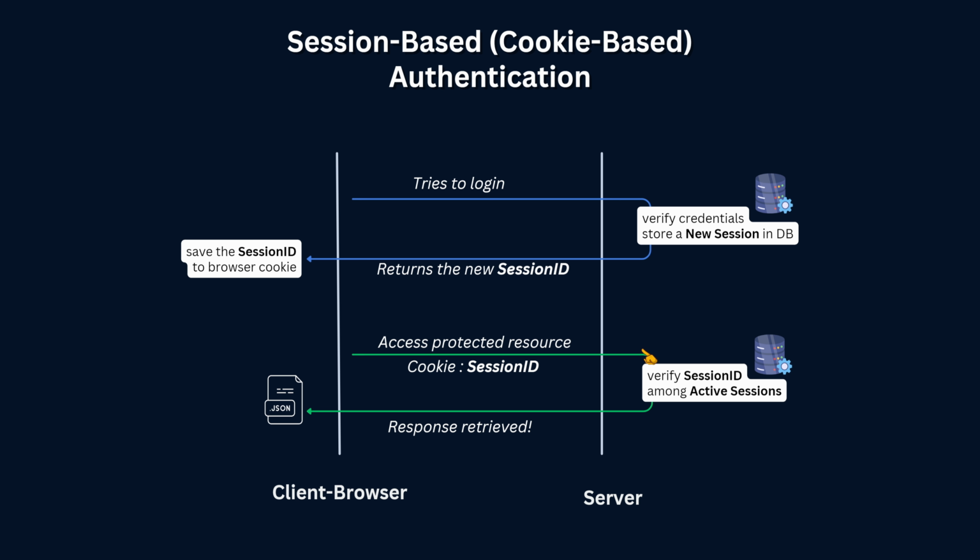Then inside the server side, before the request reaches its destination, the in-between authentication middleware will verify whether this session ID is present among active sessions. While considering active sessions, the expired sessions will be ignored. And if this verification is successful, the request will reach its destination, and then the proper response will be sent back to the client side. So that's how session-based or cookie-based authentication works.